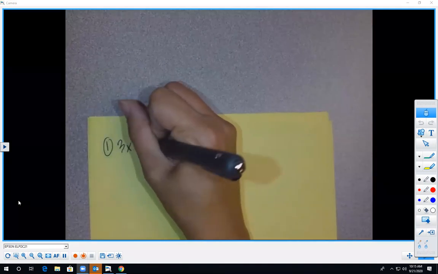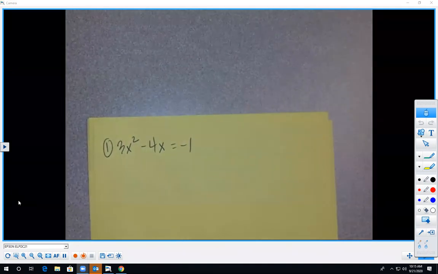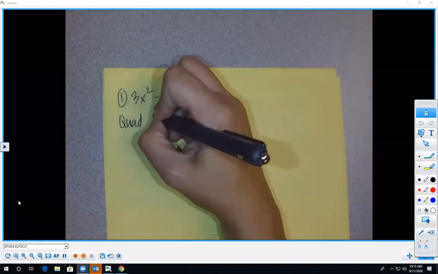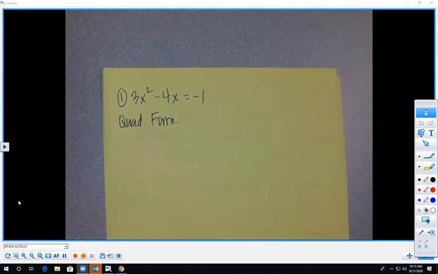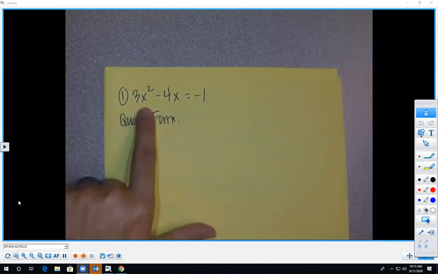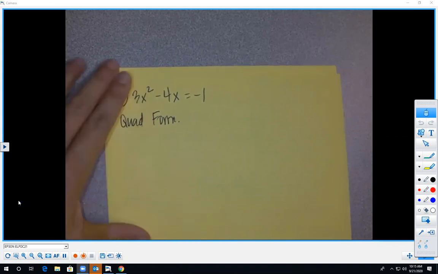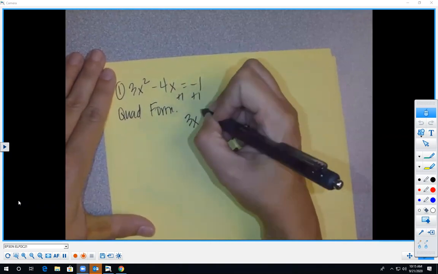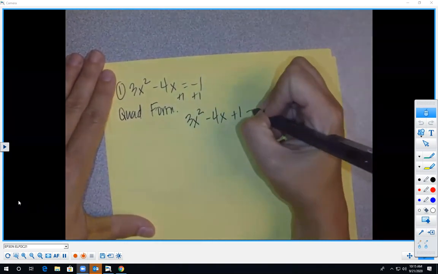3x squared minus 4x equals -1. And we are going to solve this using the quadratic formula. To use the quadratic formula, it has to equal 0. Oh well, that's the wrong problem. That's okay. It has to equal 0. Okay, so does this problem currently equal 0? No, let's make it equal 0. So I'm going to add 1 to both sides, and I get 3x squared minus 4x plus 1 equals 0.